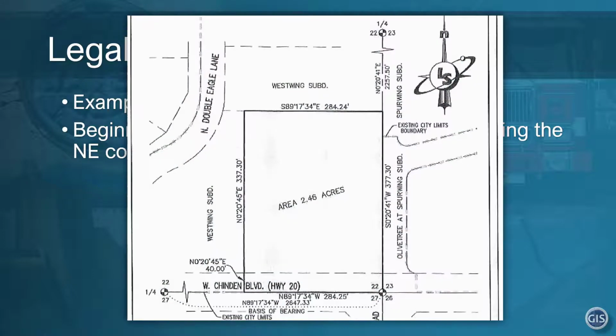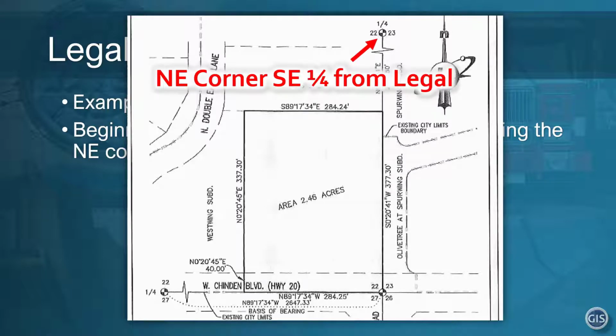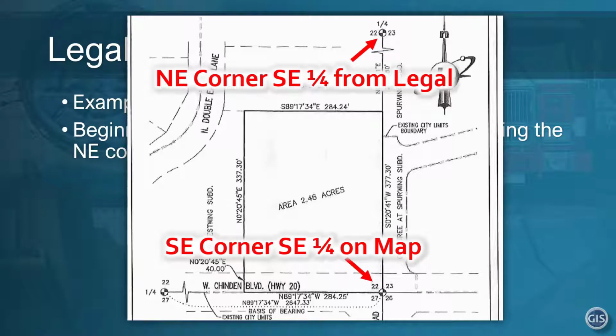Here is the map corresponding to this legal description. The northeast corner of the southeast quarter is located here on the map. When the legal description is mapped out, the corner it should be referencing is the southeast corner of the southeast quarter instead of the northeast corner of the southeast quarter.